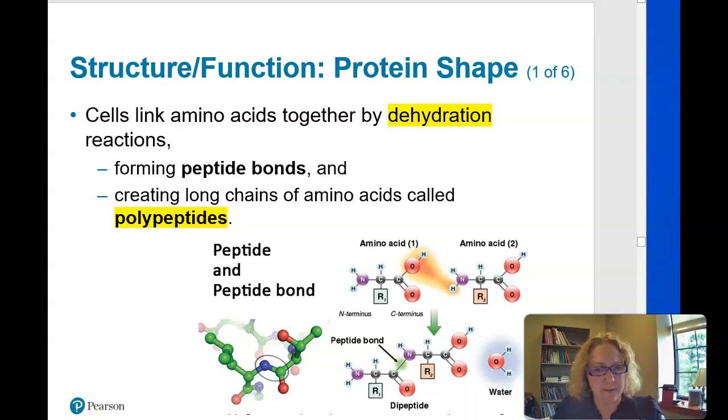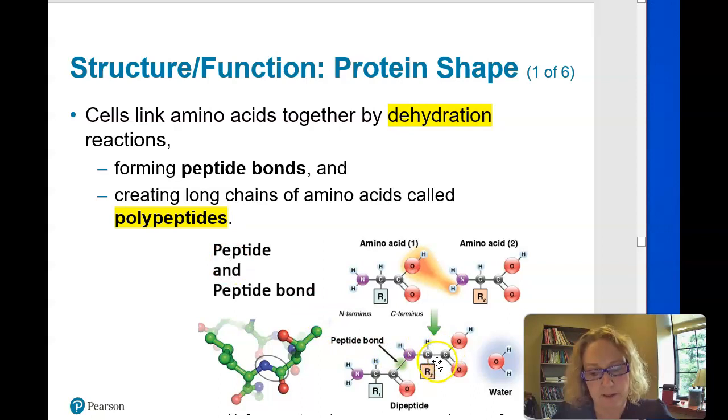Okay, we are back talking about polypeptides put together by what kind of a reaction? A dehydration reaction. So you've got your amino acid, another amino acid, you're going to lose some water here, and you're going to make a polypeptide. Now, when these cells link amino acids together by a dehydration reaction, forming a peptide bond.